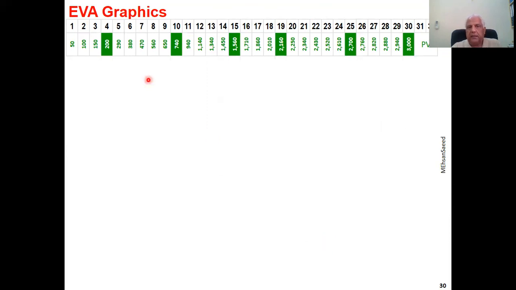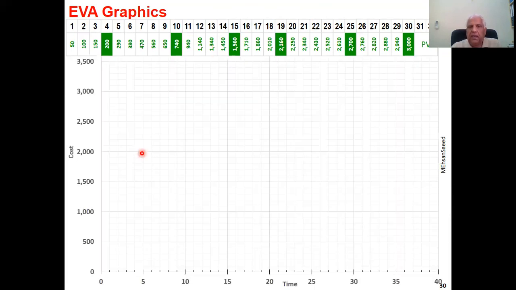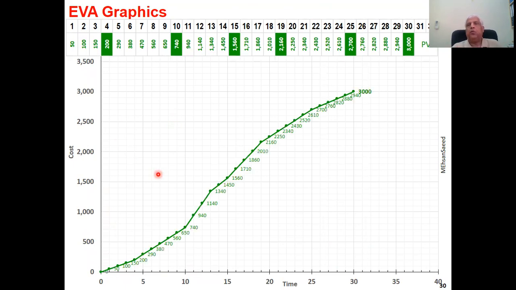This is again the cost baseline. As with any chart, it has two axes: a time axis along the horizontal axis and the cost axis on the vertical axis. So we can transfer this cost baseline into its traditional form, which is a line, and this is what it looks like.